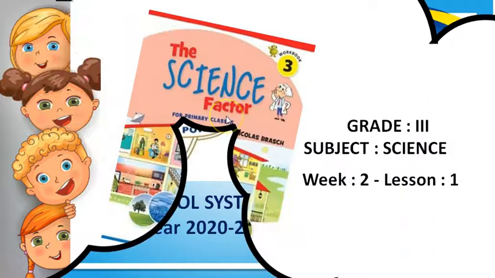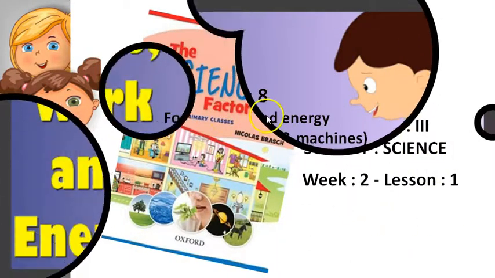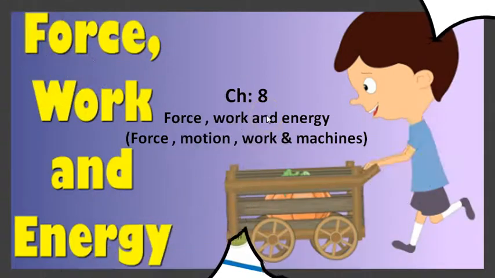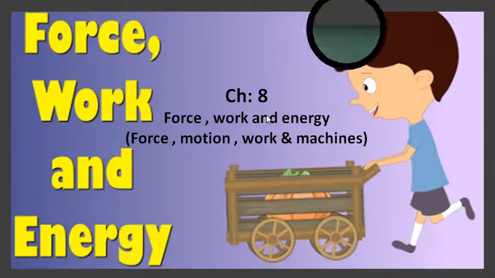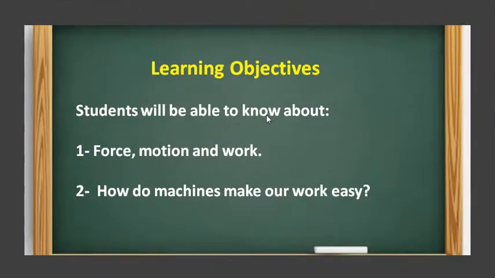This is the title page of your book and lesson number 1 of unit number 8, Force, Work and Energy. By the end of this lecture, we'll cover the following learning objectives. We'll be able to know about force, motion and work, and how machines make our work easy. Okay?